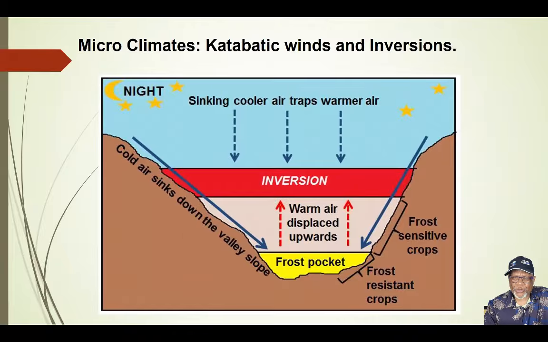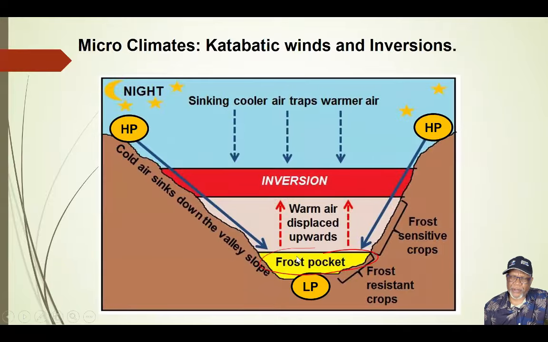Katabatic winds occur during the night, with the cold air subsiding and accumulating at the bottom of the valley. And then when the cold air accumulates at the bottom of the valley, what is going to happen? The temperatures at the bottom of the valley are going to drop below freezing point, and we're going to get what we call a frost pocket. What is the implication? It means you cannot grow frost-sensitive crops at the bottom of the valley because they will be killed.